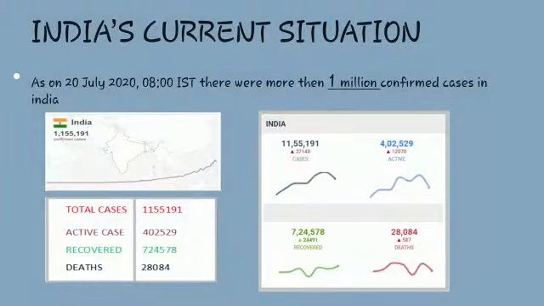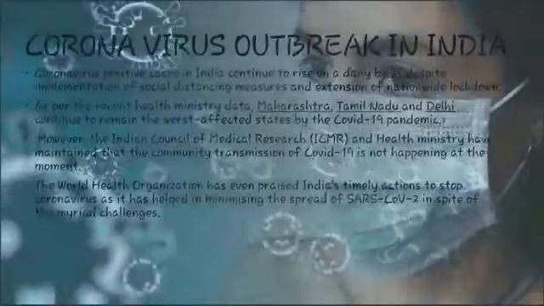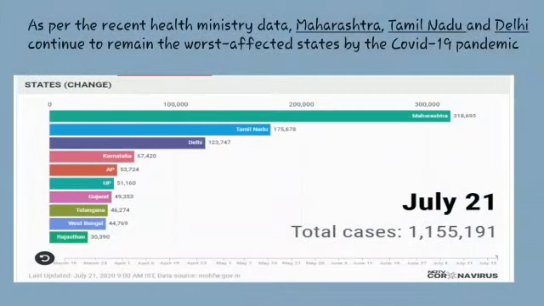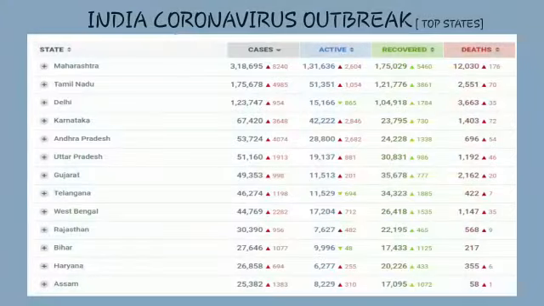India's current situation as on 20th July: there were 1 million confirmed cases and 28,000 deaths. The number is increasing day by day. Coronavirus outbreak in India on July 21 as per the Health Ministry: Maharashtra, Tamil Nadu, Delhi remain the worst affected states. Recently, Karnataka has moved to third position.